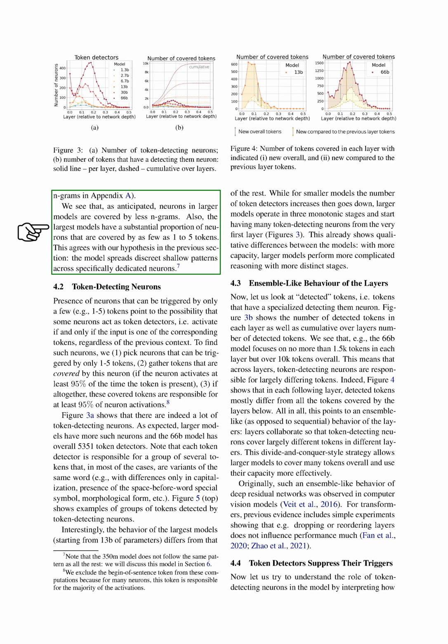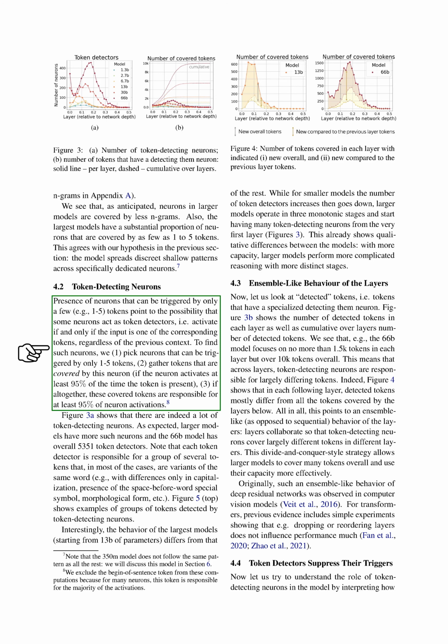Also, the largest models have a substantial proportion of neurons that are covered by as few as 1 to 5 tokens. We also found neurons that can be triggered by only a few tokens, pointing to the possibility that some neurons act as token detectors. They activate if and only if the input is one of the corresponding tokens, regardless of the previous context. We found that there are indeed a lot of token-detecting neurons. As expected, larger models have more such neurons, and the 66 billion parameter model has overall 5,351 token detectors.